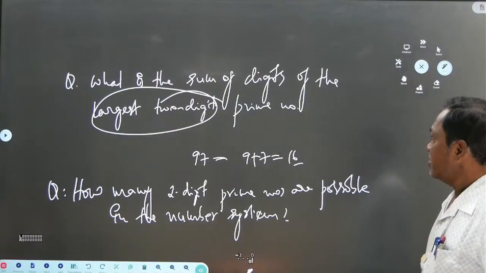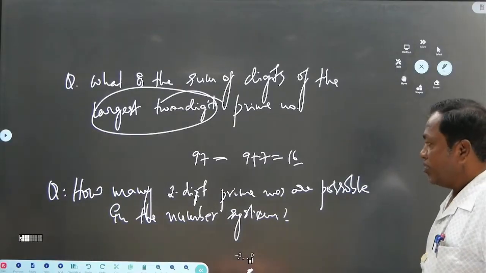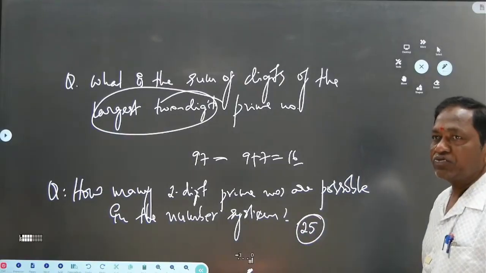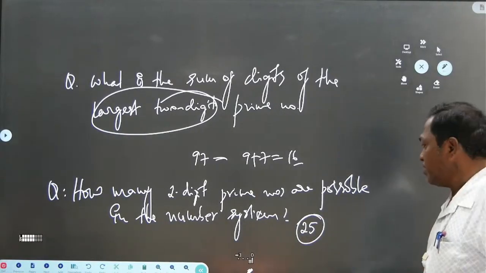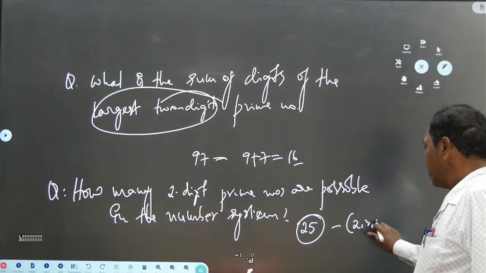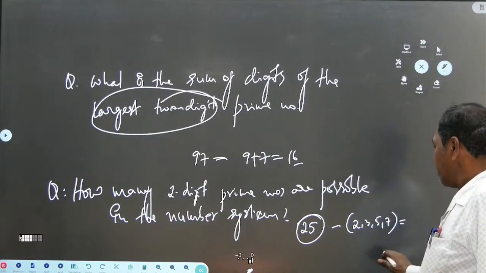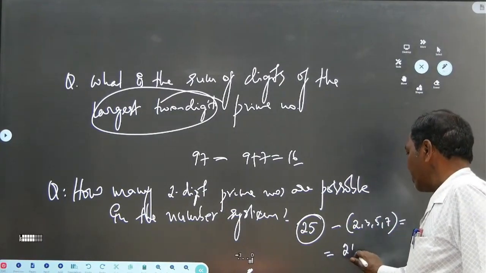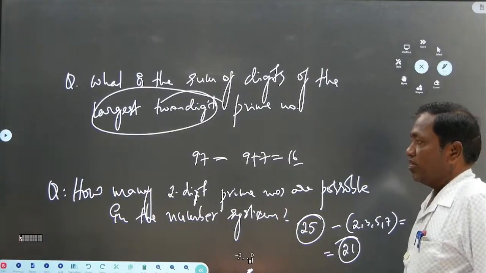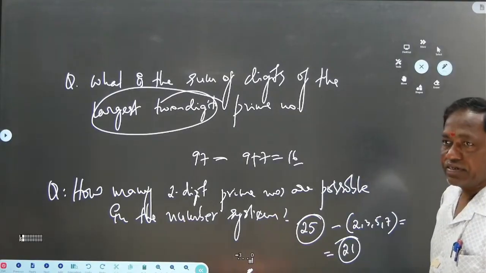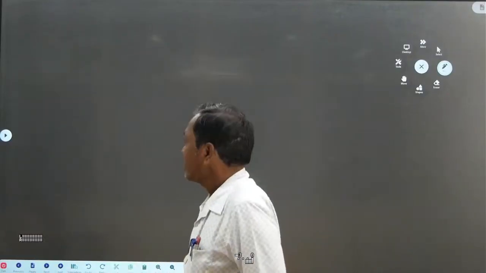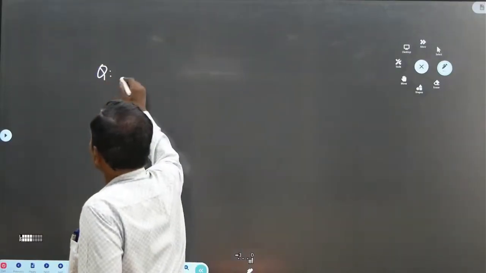21. How? There are 25 prime numbers up to 100. One-digit numbers are also included, so minus the one-digit prime numbers, that is 2, 3, 5, 7. It means 25 minus 4, which is 21. I am just creating and asking these questions.